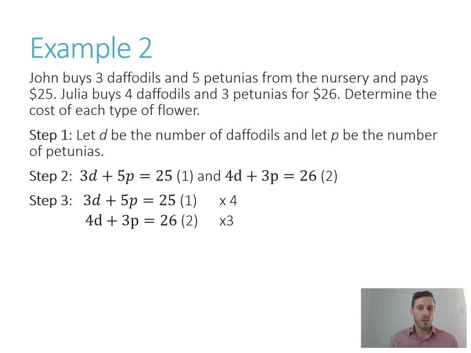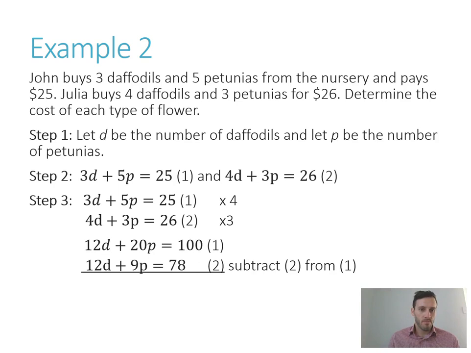This time we're going to times the first equation by 4 and the second equation by 3 to give us the same leading coefficient on the D. And we do that. And because the signs are not different this time, we've got to subtract the second equation from the first equation. And then we get 11P equals 22. Don't forget we're subtracting: 12D subtract 12D equals no D. 20P subtract 9P equals 11P. 100 subtract 78 equals 22. We're subtracting the top row with the bottom row.